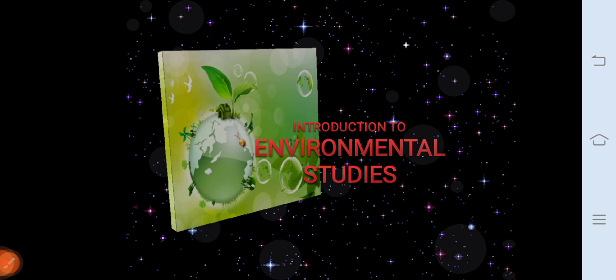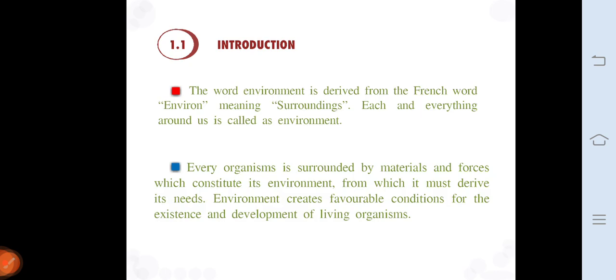Then there are two types of environment. One is the natural environment and the second one is the man-made environment. The natural environment is characterized by natural components. All biotic and abiotic components are created through natural processes. Creation of these biotic and abiotic components does not require any human support. For example, soil, water, air, etc.